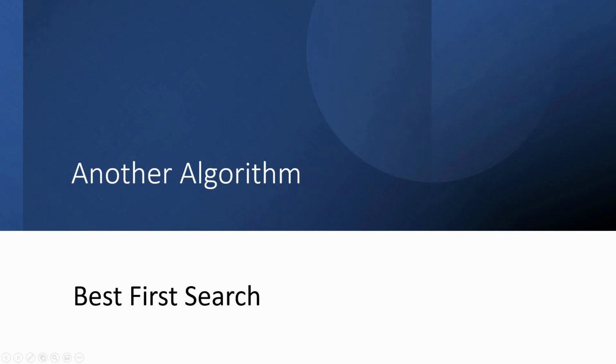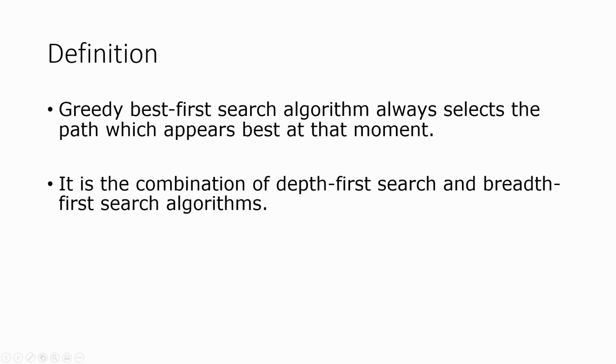In this video, I'm going to introduce another algorithm other than breadth first search. This algorithm is called best first search. Best first search is a type of greedy algorithm. It will always select the path which appears best at that moment. This is the combination of depth first search and breadth first search algorithms. The best first search allows us to take the advantage of both algorithms, and with the help of the best first search, at each step we can choose the most promising nodes.